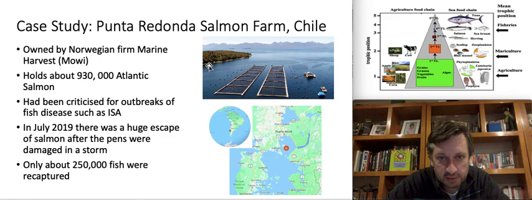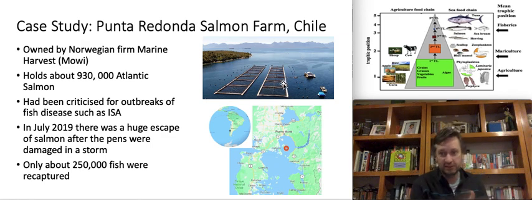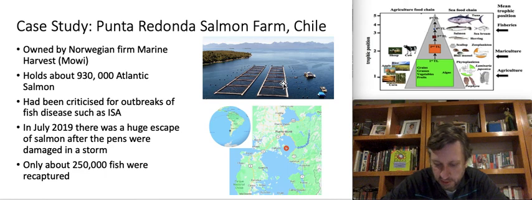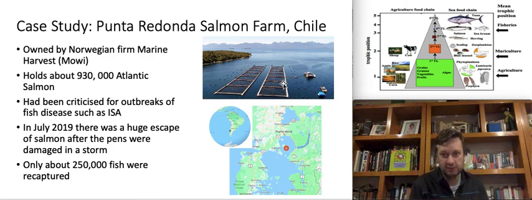This is a fairly pristine environment. And remember, these are Atlantic salmon. They're not indigenous to this region of Chile. Salmon are quite voracious predators. And to introduce a predator to a new, fairly pristine environment like that is potentially disastrous.